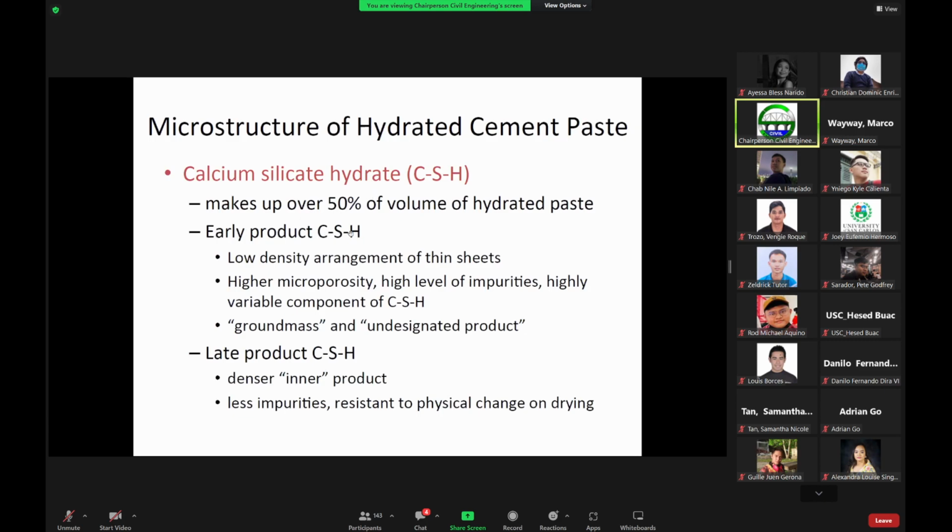So we have early product CSH and we have late product CSH. So this early product CSH will grow out of the particle surface of your cement grain and into the surrounding water-filled space. So this is stage 2 of the C3S hydration, the induction period where the ions are slowly saturating the solution. And it will form around the grain.